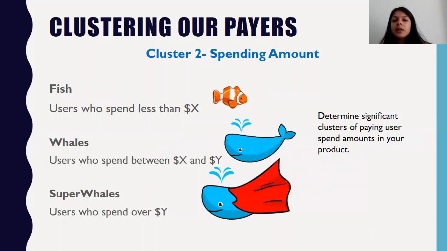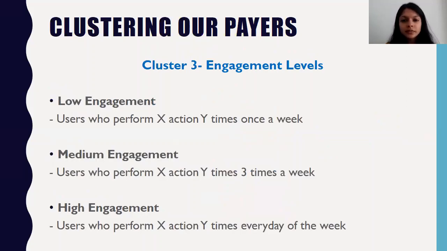Another example of clustering that we do is by spending amount. We call some payers fish, and these are people who have spent less than some amount of dollars that we determine. Then we have whales who spend between two amounts that we think is another big segment. And then we have super whales, users who spend over a significant amount, so that we consider them to be our key paying segment. So determine significant clusters of paying user spend amounts in your product, and this can also help you get started with clustering and seeing what the different common clusters are.